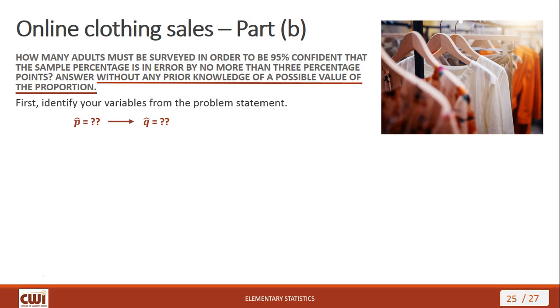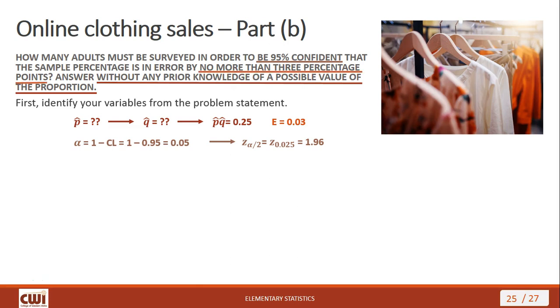In this instance, what we can do is substitute 0.25 in and use it as an estimate for p hat and q hat. We then go and get the other values we need to calculate our sample size. So our alpha value is the complement of our confidence level, 95%, and that means that our alpha is going to be 5%, which leads us to a critical value z-score of 1.96, and we know that our margin of error is 0.03 because, again, 3 percentage points is in the problem statement.